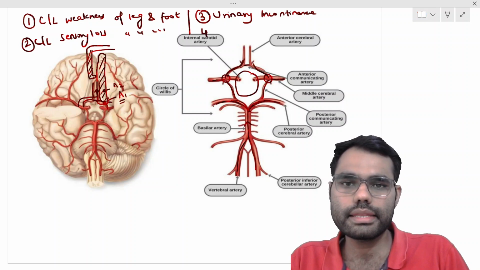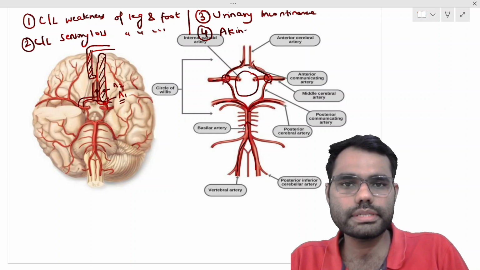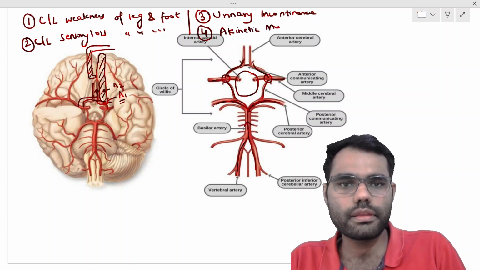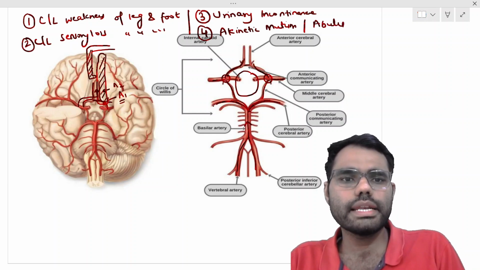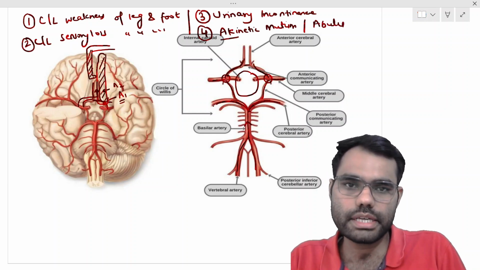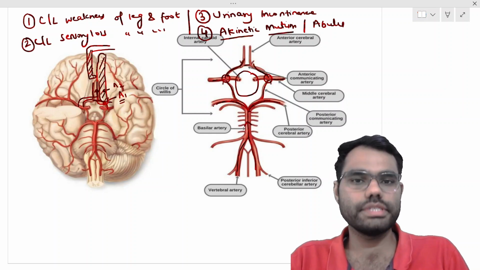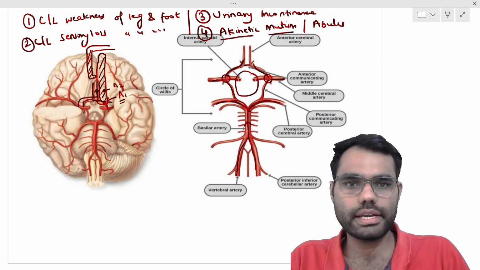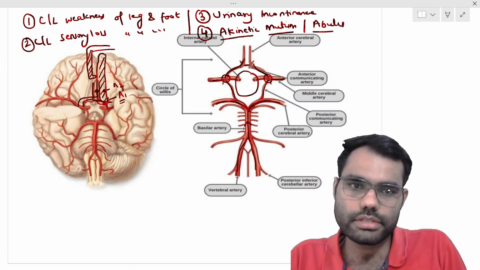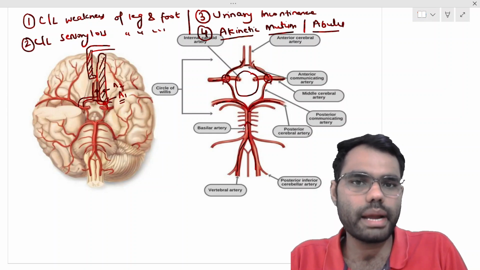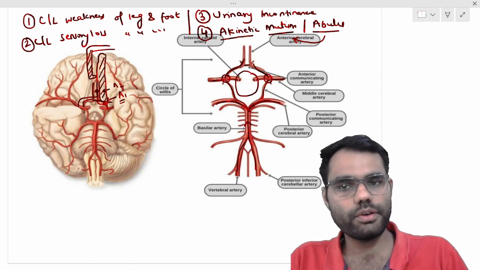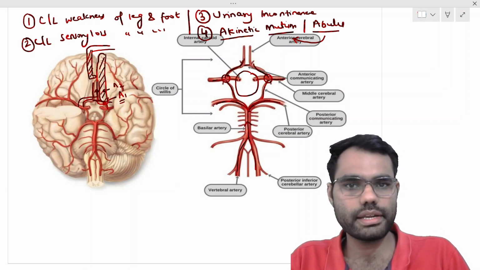Apart from that, three other things that we need to remember here are, number 1, akinetic mutism and abulia. As the name represents, akinetic, that is, the patient would be immobile, and mutism, that is, the patient would not speak but is conscious. So this happens when there is a frontal lobe lesion. Abulia is also similar to akinetic mutism, but it is a milder variant of akinetic mutism. So both of them will be observed if there is a lesion to the frontal lobe.